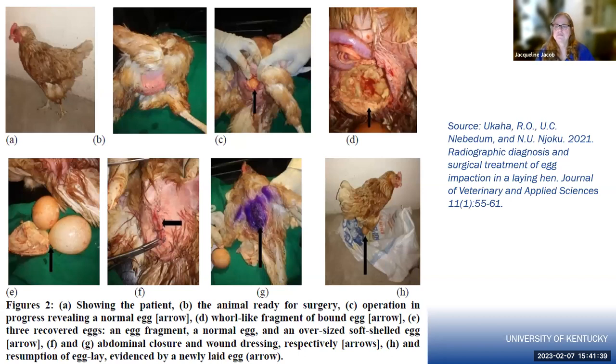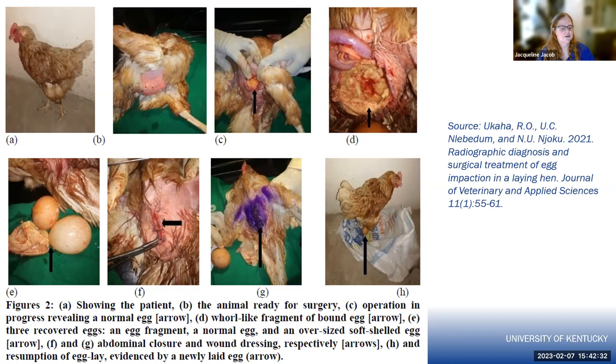This is showing you a surgery again for a blocked egg in the oviduct. So it's a series of photographs. A is the patient before surgery. B is when it's ready for surgery. C is when they've opened it up and you can see a normal egg or a yolk there. D, you're starting to get some of the fragments of bound eggs. And then E is the three recovered eggs, with an egg fragment, a normal egg, and an oversized soft-shelled egg. And then F and G are closing it up and preparing it for the bird to keep going.